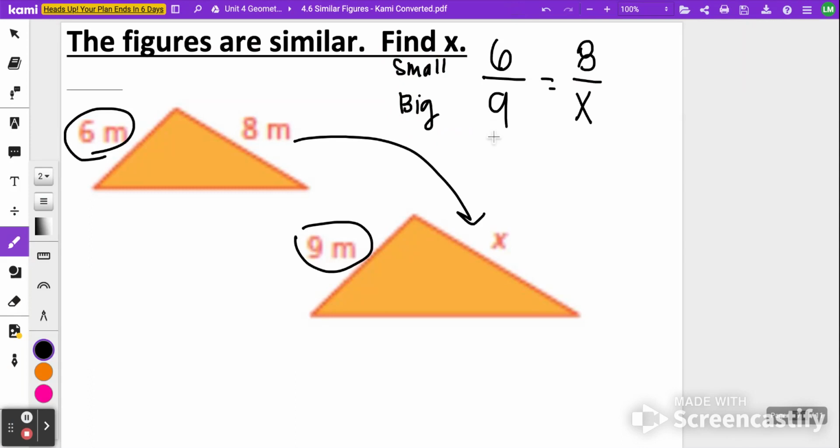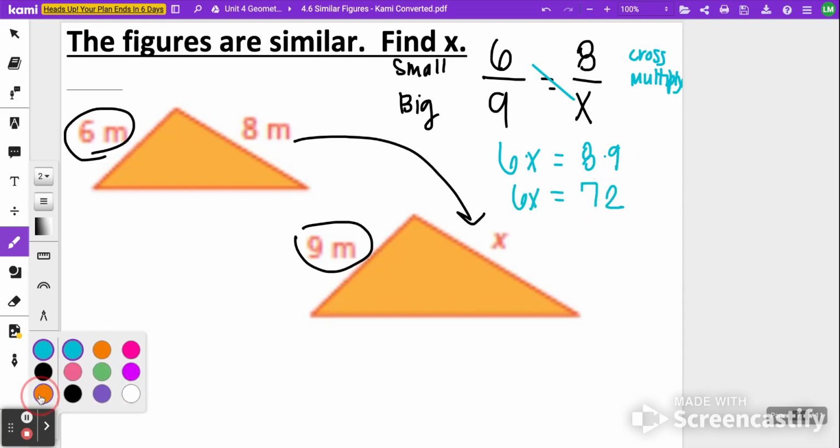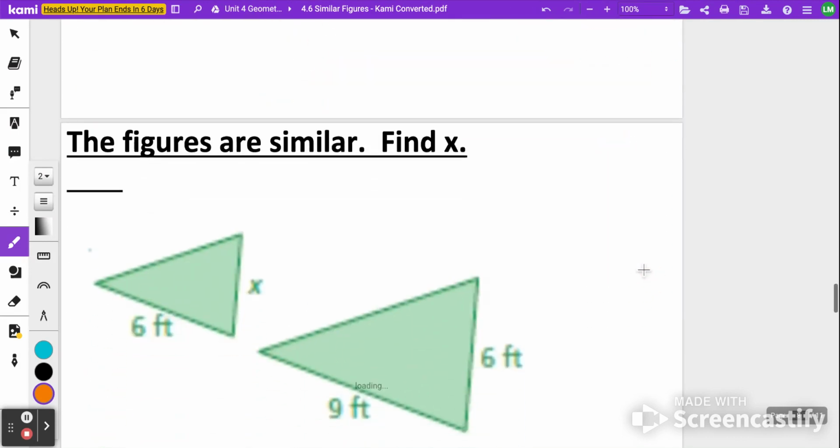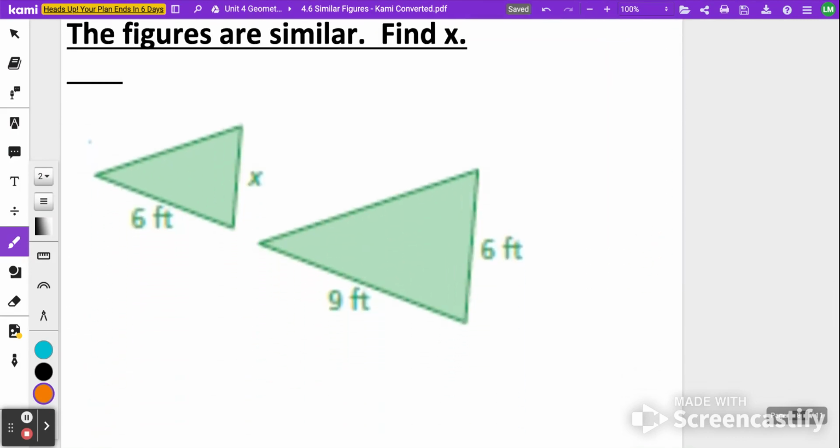The next thing we want to make sure of is that we know how to solve proportions. These are very simple. You're going to cross multiply first. So I'm going to do 6 times x is equal to 8 times 9. 6 times x is 6x, 8 times 9 is 72. The last step is to divide both sides by whatever x is attached to. So x is equal to 12. Okay? So with that said, why don't you go ahead and try this one?